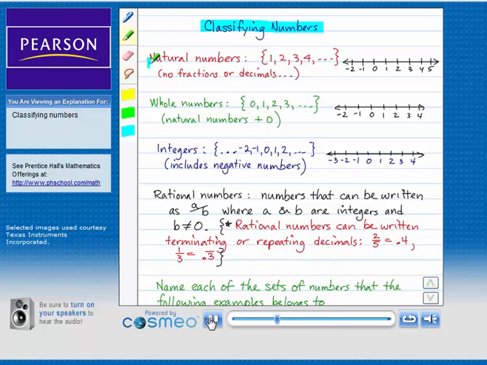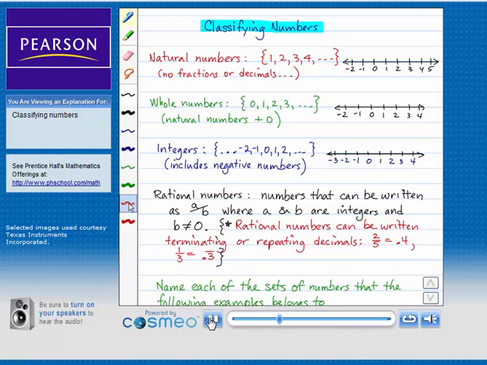Alright, first of all we have the set called natural numbers, and they begin with the number 1 and simply continue in counting fashion, 1, 2, 3, 4, and so on. And for that reason, the set of natural numbers is sometimes also called the set of counting numbers. Now notice that there are no fractions or decimals included in this set.